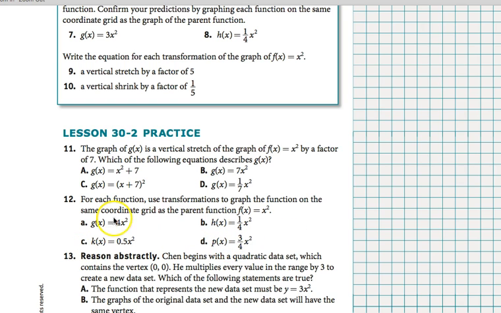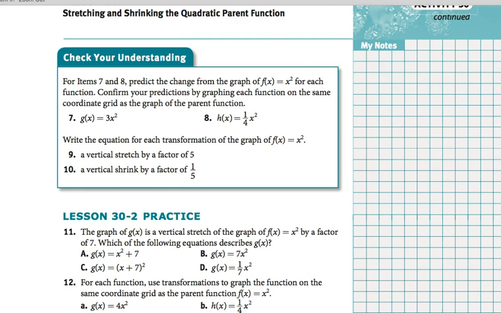And then it does ask you to actually graph them. So make sure that you have separate graphs for each one. I don't want these all on the same graph. You should have 4 graphs for number 12. So we're going to practice that. What we're going to do in 7 and 8 here is the same as what you're going to do in number 12. So predict the change from the graph of the parent. This is the parent. Confirm your predictions by graphing each function on the same coordinate grid as the graph of the parent. So make sure that what you do in your homework tonight on number 12 is just like what we're doing on 7 and 8 here.